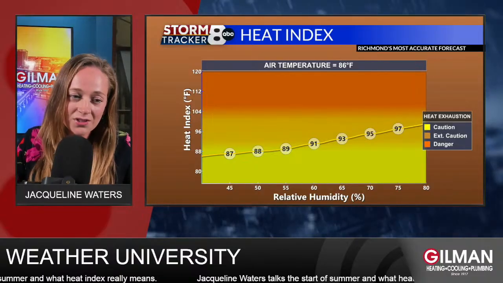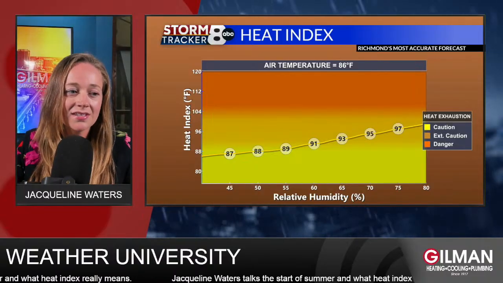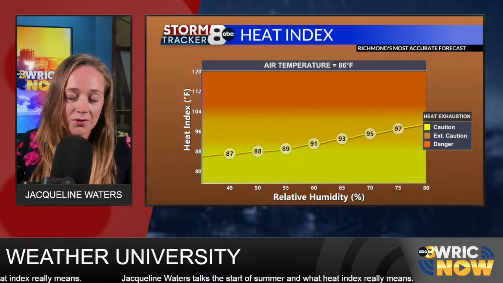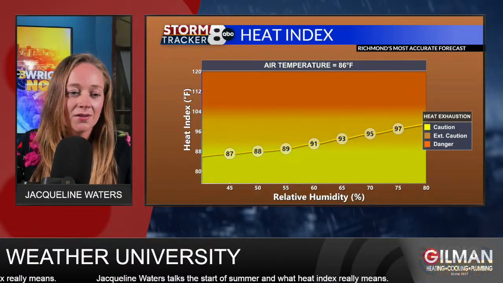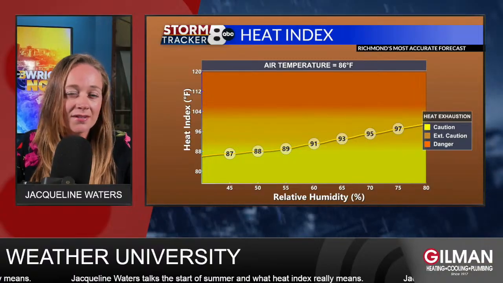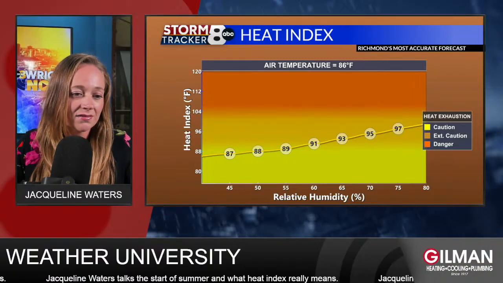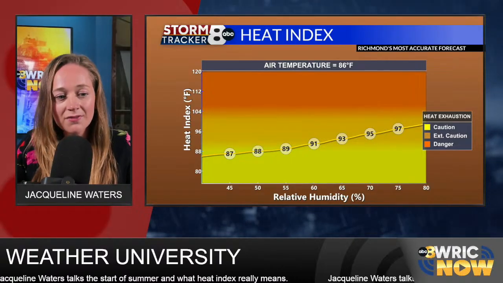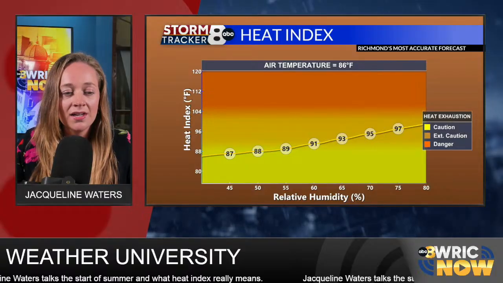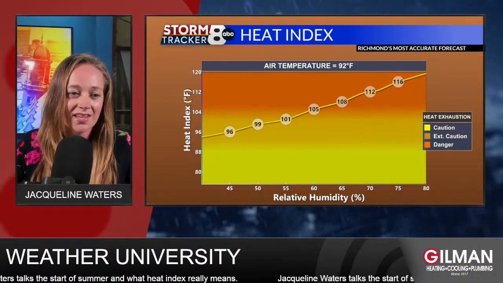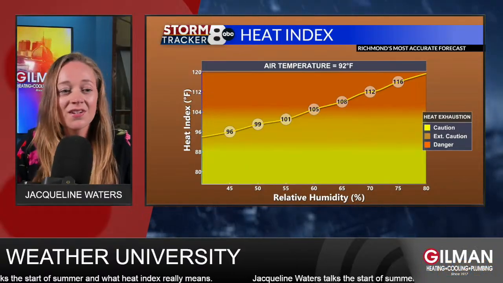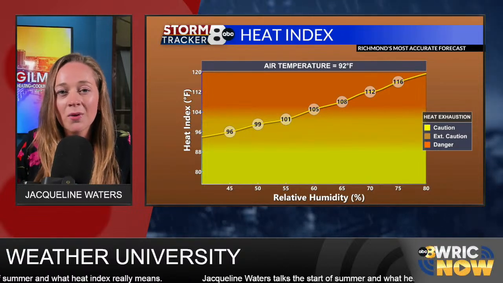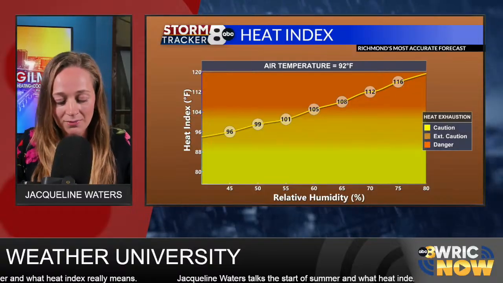And then now we change it up to 86 degrees for a high temperature. 45% relative humidity will feel like 87 degrees. When you up that to 65% relative humidity, our temperatures will feel like the low to mid 90s, and so on and so forth. 75% relative humidity, it will feel like 97 degrees. And then lastly, 92 degrees, we start to see those triple-digit heat indices, which is what my forecast high is for Wednesday and Thursday, which is why we're talking about this.